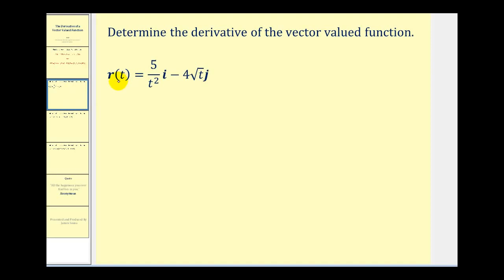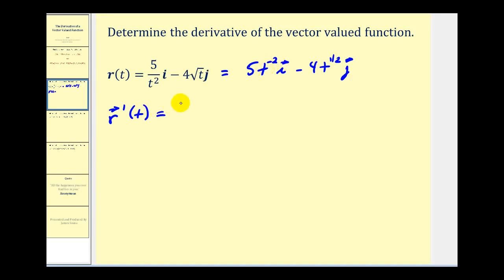So if we want to find the derivative of this vector-valued function, the first thing we need to do is rewrite the functions in terms of t in a form that we can easily apply the power rule. So we're going to go ahead and rewrite this as 5t to the negative 2 times the unit vector i minus 4t to the power of 1/2 times the unit vector j. And now we can apply the power rule to find the derivative of this vector-valued function.